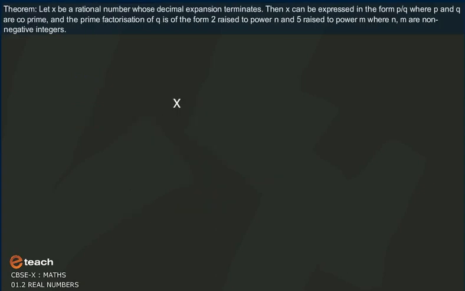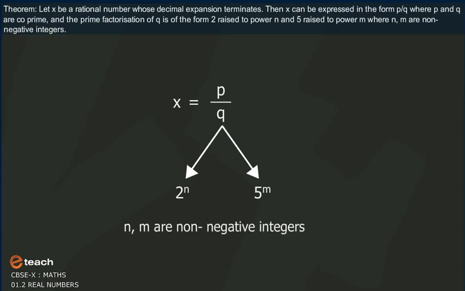Theorem: Let x be a rational number whose decimal expansion terminates. Then x can be expressed in the form p upon q, where p and q are co-prime, and the prime factorization of q is of the form 2 raised to power n into 5 raised to power m, where n, m are non-negative integers.